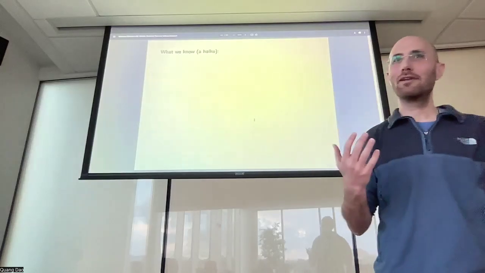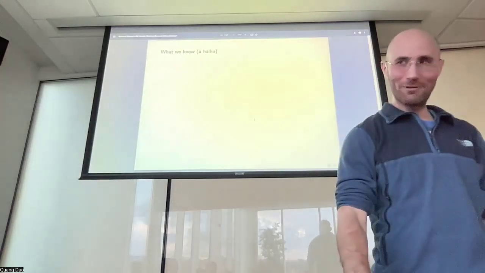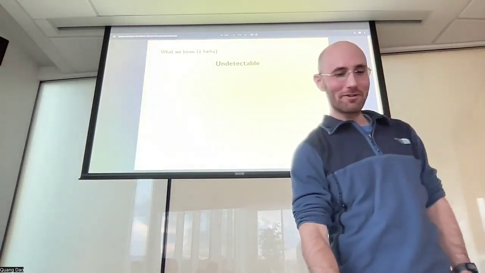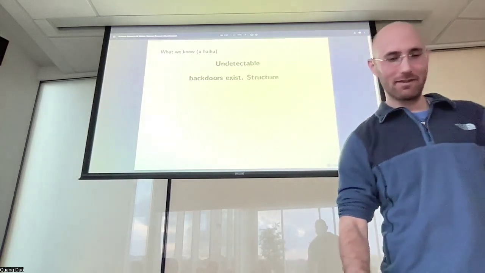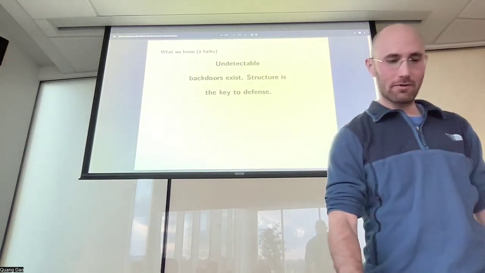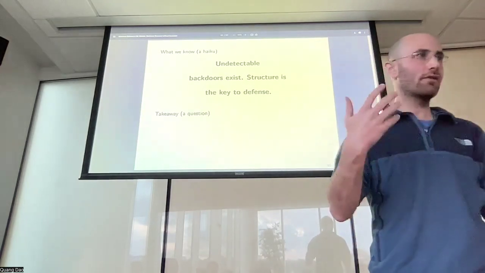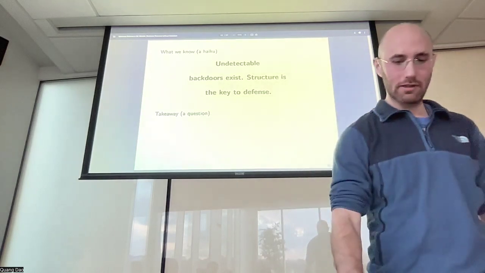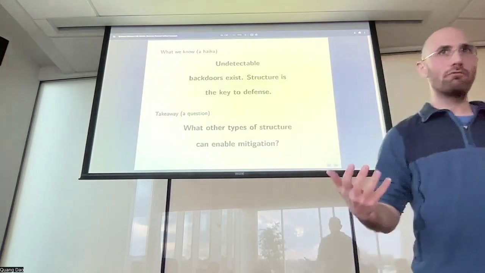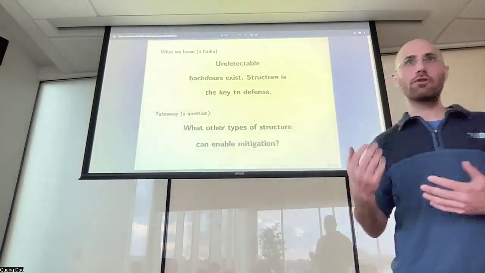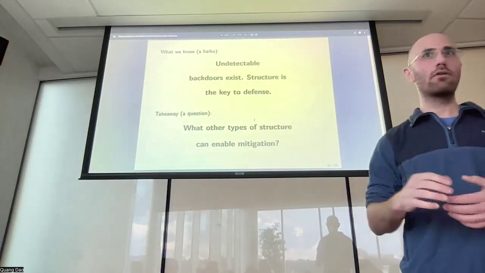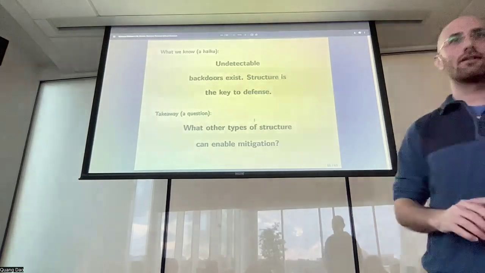And I'm going to end with the haiku, which says that undetectable backdoors exist. Structure is the key to defense. So structure in terms of having some kind of nice structure like Fourier sparseness or linearity or polynomial, some kind of something about the distribution. And I'll leave you with a question, which is what other kinds of assumptions about the underlying distribution chosen by nature might be useful for mitigating. Thank you very much.